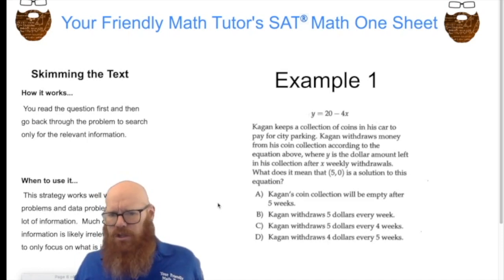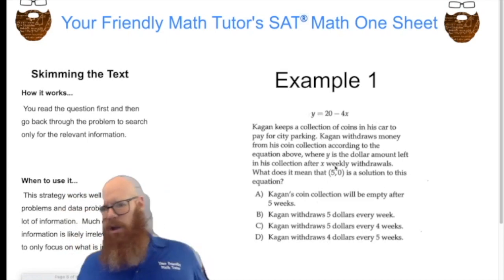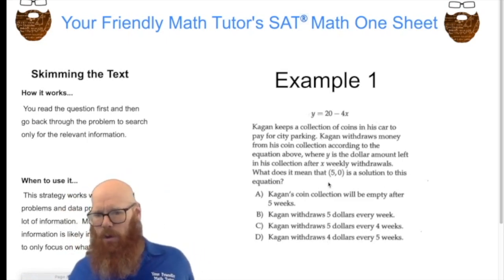All right. So let's take a look at this one. This is a really good type of problem. So instead of reading all this and trying to get an idea of what's going on with Kagan and his coin collection, let's just notice that we've got an equation. And they want to know, I'm going to skip right to the question, what does it mean that 5, 0 is a solution? So let's remember, 5 represents the x and 0 represents the y.